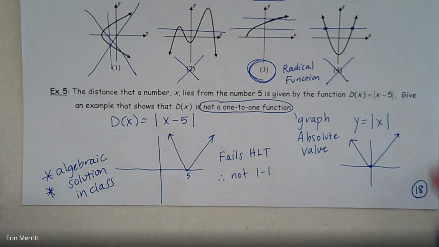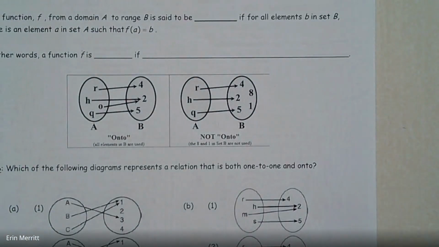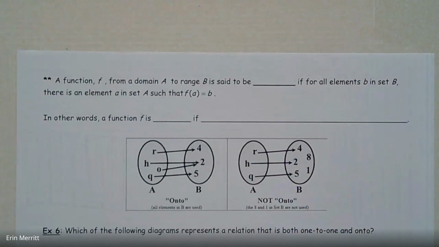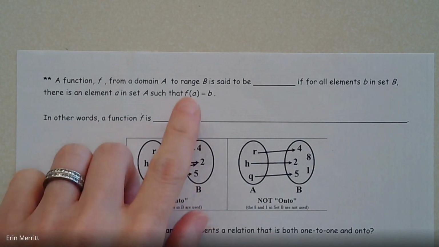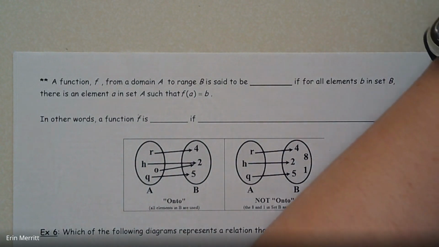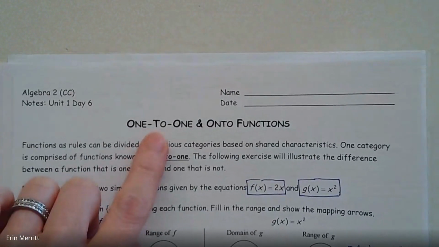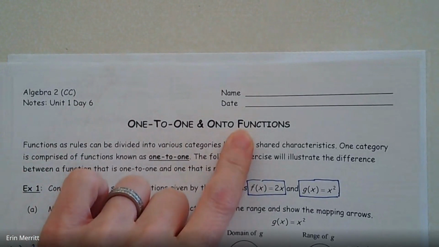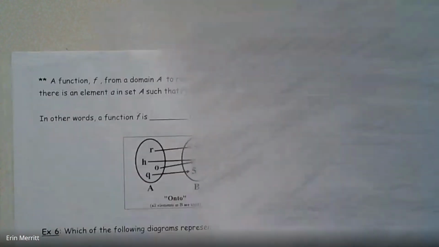All right, we just got a little bit more to look at. If we flip on over to the last page of the notes here, on this last page, what we've got going on there, it's saying you've got, oops, let me slide that down there. A function f from domain A to range B is said to be blank for all elements B in set B if there's an element A in set A such that A maps to B. Well, if you go back to the title page of our notes, the title page of our notes said one-to-one functions as well as onto. So this is the onto terminology.